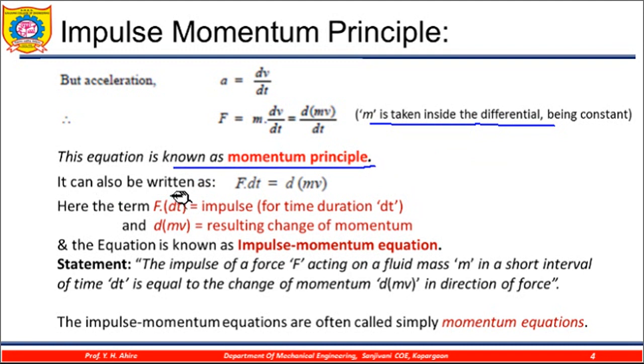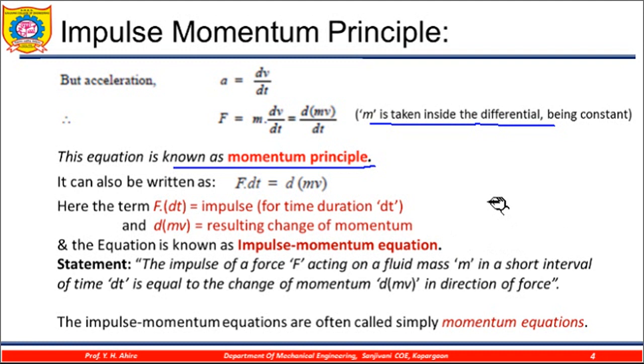It can also be written as F dt = d(mv), differential of the term mv. Here the term F dt is known as impulse for a short time duration dt. F dt is known as impulse, and d(mv) is the resulting change of momentum because of the applied impulse.